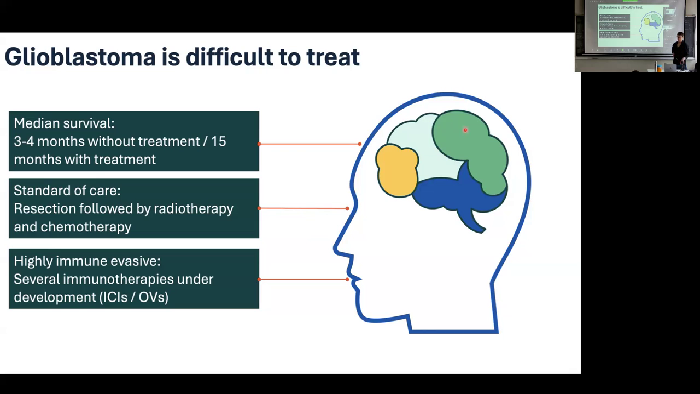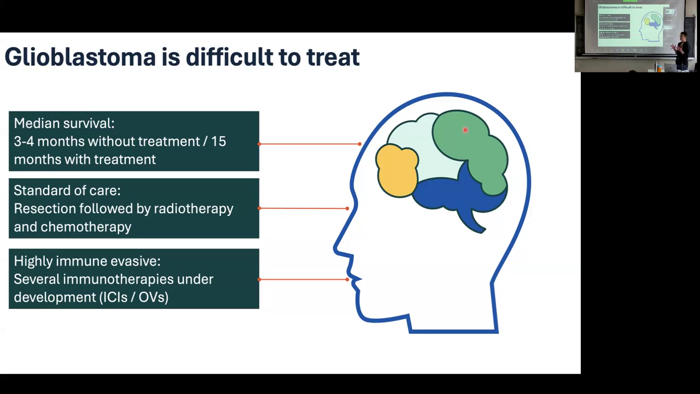And so this is why new treatments are needed. The standard of care therapy for glioblastoma is a surgical resection followed by radiotherapy and chemotherapy. The problem is that the brain, though it is not entirely immunoprivileged, glioblastomas are highly immune evasive.